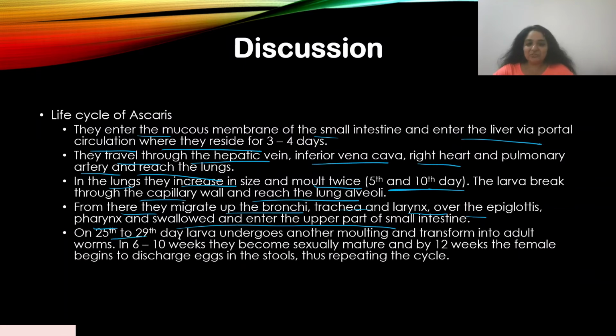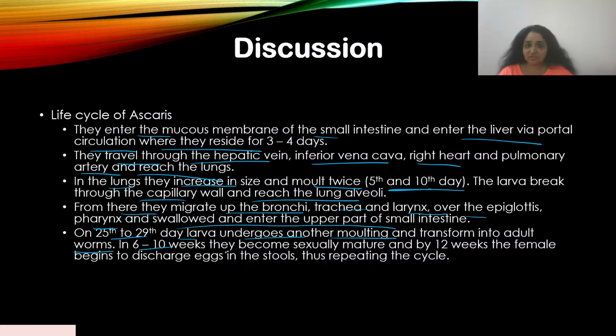Now, on the 25th to 29th day, the larva undergoes another molting and transforms into adult worms. So it has taken all this time to grow in size, and again it has gone back into the small intestine, where by the 25th to 29th day, the larva undergoes another molting and they transform into adult worms. Now they have to become sexually mature. The whole purpose of pathogens is to form the next generation, right? So they have to sexually reproduce.